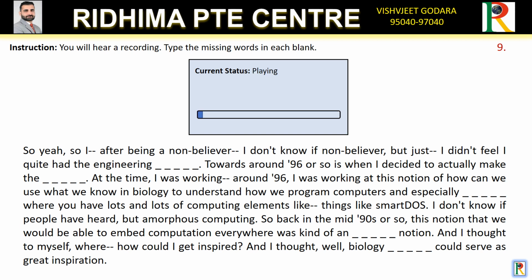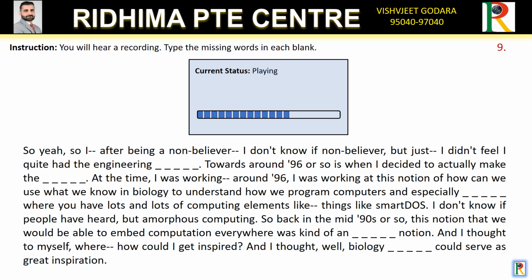So yeah, after being a non-believer, I don't know if non-believer, but I just didn't feel it quite had the engineering capabilities yet. Towards around '96 or so is when I decided to actually make the switch. At the time I was working on this notion of how can we use what we know in biology to understand how we program computers, especially situations where you have lots and lots of computing elements, like smart dust.